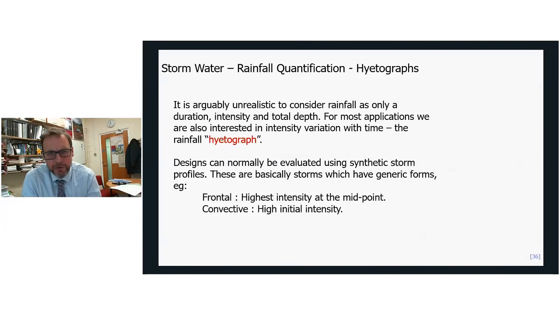So far we've just been talking about intensity. It says here, it's arguably unrealistic to consider rainfall only as a duration, intensity and total depth. For most applications we are also interested in intensity variation with time. So the hyetograph is the rainfall profile over time. Designs can normally be evaluated using synthetic storm profiles. These are basically storms which have two generic forms, frontal or convective.